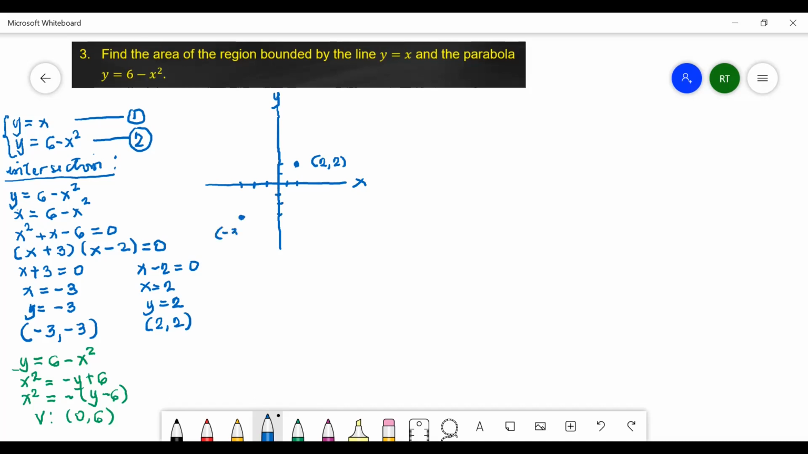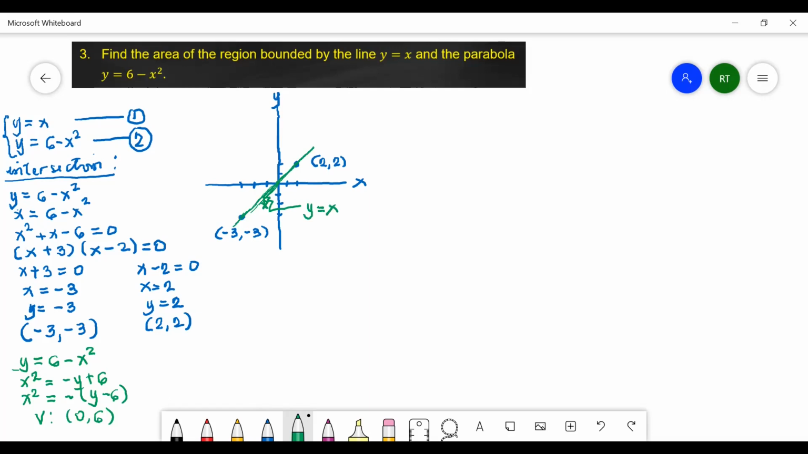Okay, so minus 3, minus 3. Of course, it will be very easy for us to draw the line since 2 points determine a straight line. So we just connect the 2 points of intersection, and of course we have to show that the line y is equal to x passes through the origin. Okay, so this is the line y is equal to x. Let us label the graph properly. We have y is equal to x.